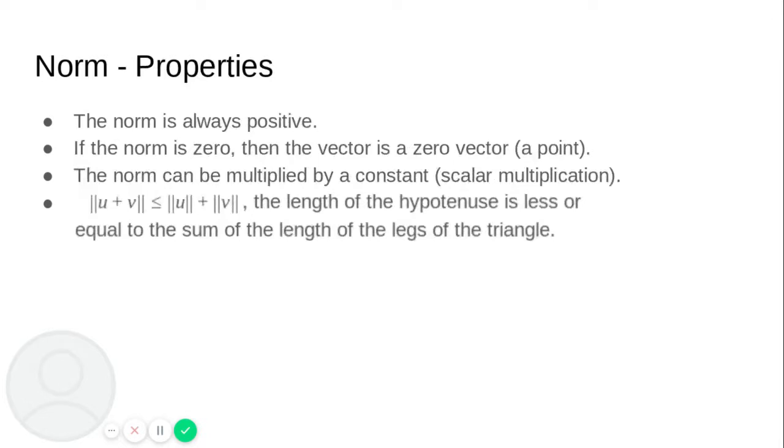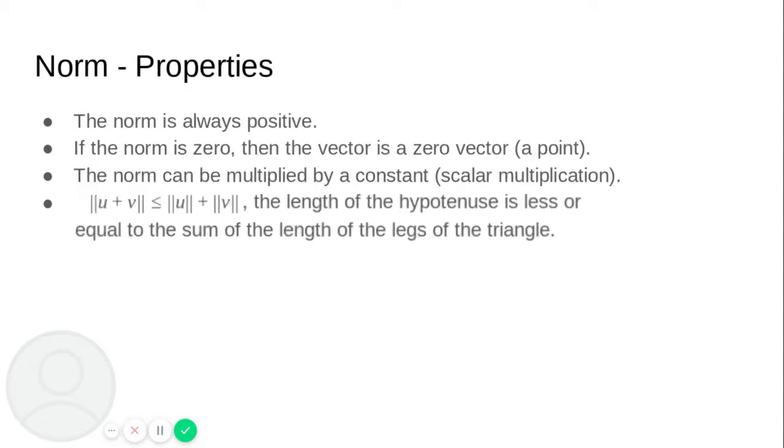Some properties of the norm. So first, the norm is always positive. We know this because it involves the square root and addition. Second, if the norm is 0, then the vector is a 0 vector, so a point. Third, the norm can be multiplied by a constant, so scalar multiplication. The norm is just like any other vector. It can be multiplied by a constant, that sort of thing.